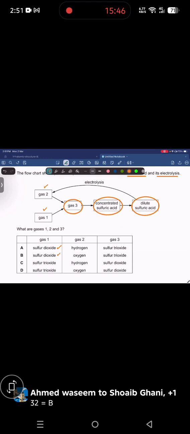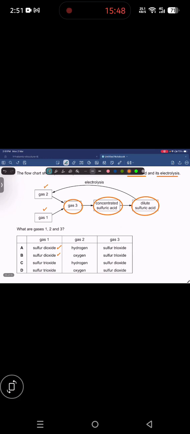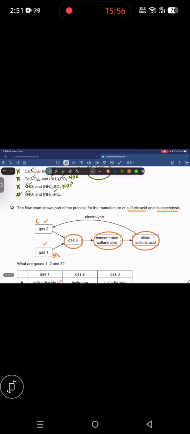The gas number 1 will be sulfur dioxide, and gas number 2 is oxygen gas here. These two gases combine to form sulfur trioxide, and the sulfur trioxide is converted into concentrated sulfuric acid. Then the concentrated sulfuric acid is formed into dilute sulfuric acid.